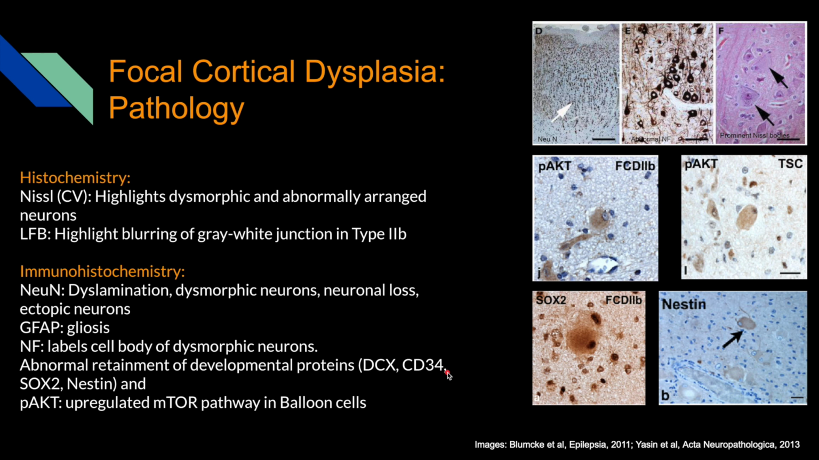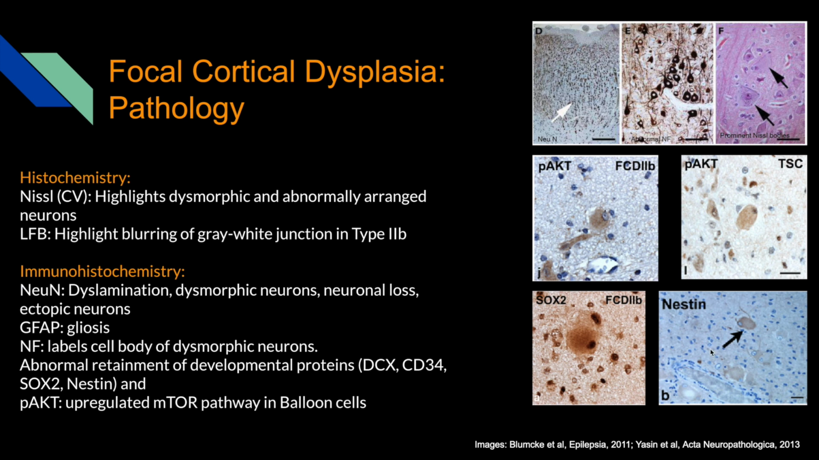CD34 is also a candidate stem cell marker that should not be expressed in mature neurons. SOX2 and nestin, again, stem cell markers that should be lost during maturation, but in fact we see that they're quite prominent and label these balloon cells. So when you see this, again, it suggests that there's some abnormality of maturation. These progenitors or neuroblasts did not differentiate properly.